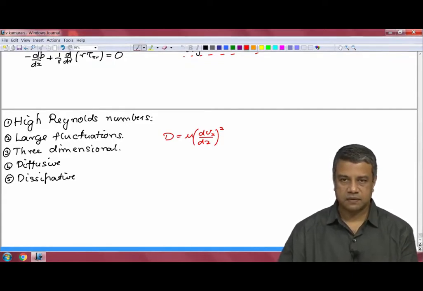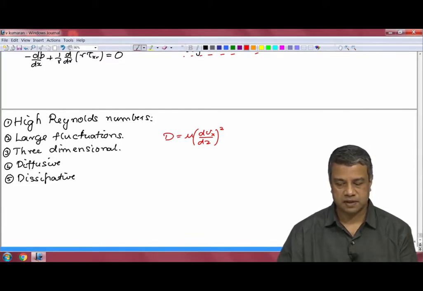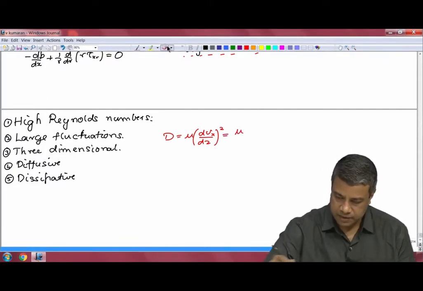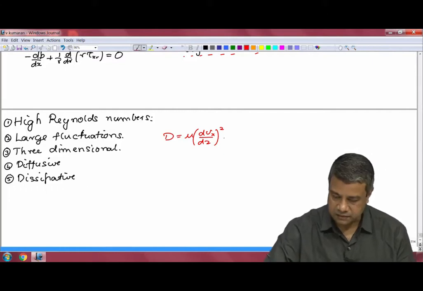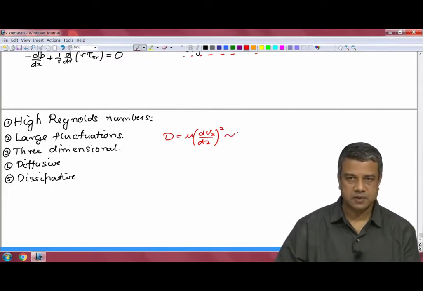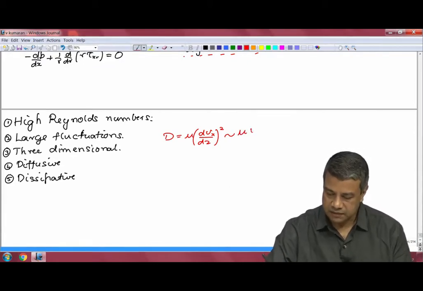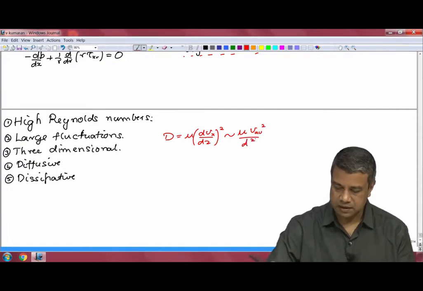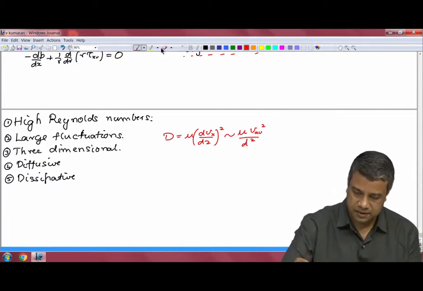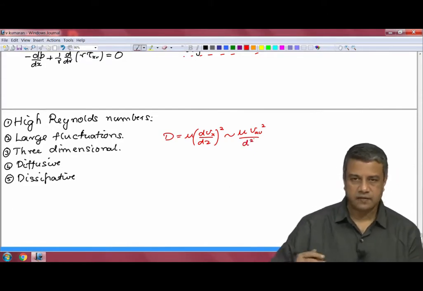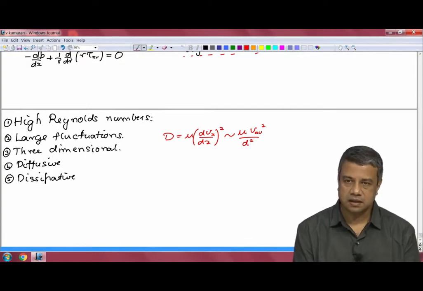In a laminar flow, the characteristic velocity will be the average velocity of the pipe, for example. So, if I wanted to estimate the rate of dissipation of energy per unit volume, the average velocity is the characteristic velocity and the pipe diameter is the characteristic length scale. This is what you would estimate for the rate of dissipation of energy in a laminar flow.